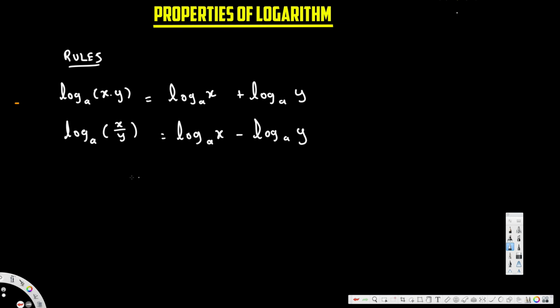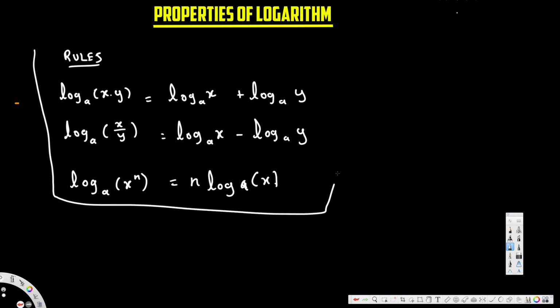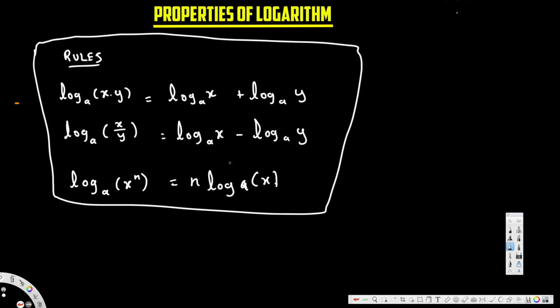Now let's look at what will happen if we have a power. If we have log base a of x to the power n, we can move this power to the front. That's the third rule. So n log base a x, okay? This is the same, log base a x, and I just moved this n to the front, okay? These are the 3 things we have to remember when we deal with logarithmic rules, okay?